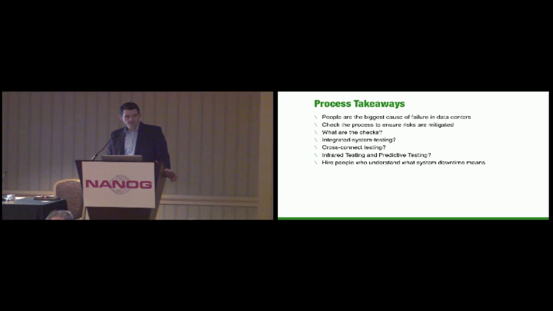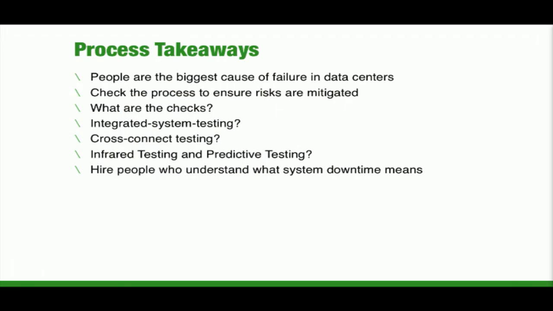So from that perspective, some of the strategies and takeaways you can use: people are the biggest cause of failure in the data center. You want to check your process to ensure that the risks are mitigated. What are those checks? Are you doing the integrated system testing? We do individual unit tests, but have we done it as a whole group, each individual system? Are we doing our cross-connect testing? Are we looking at our infrastructure testing and infrared testing and predictive testing? And hire people who understand what downtime means. You can have a beautiful new data center, but if you don't have the right people in it, it's not going to be there when you need it.